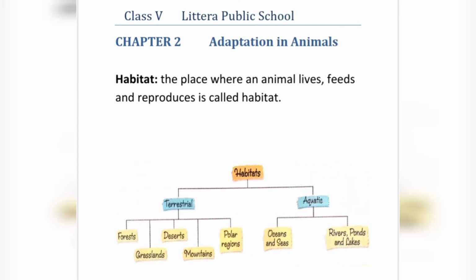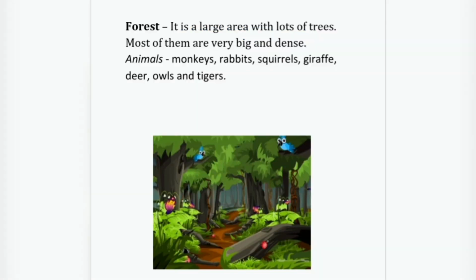Different animals live in different places that suit their physical and behavioral characteristics. The place where an animal lives, feeds, and reproduces is called its habitat. Habitats are broadly categorized as terrestrial and aquatic. They are further divided into different types like forest, grasslands, deserts, mountains, polar regions, oceans, seas, rivers, ponds, and lakes.